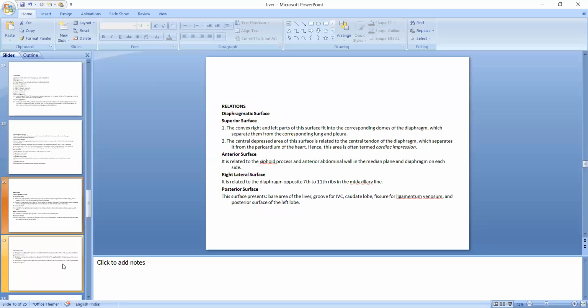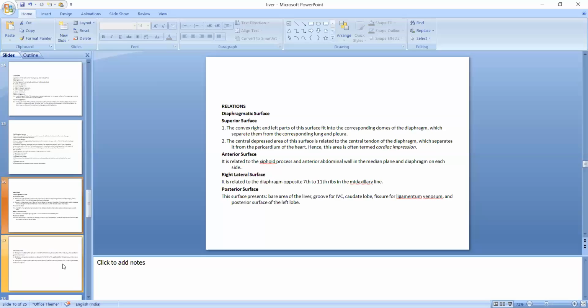Relations of the diaphragmatic surface: the superior surface, and the convex right and left parts of the surface, fit into the corresponding dome of the diaphragm, which separates them from the corresponding lung and pleura. And the central depressed area of the surface is related to the central tendon of the diaphragm, which separates it from the pericardium of the heart. So this area is termed the cardiac impression.